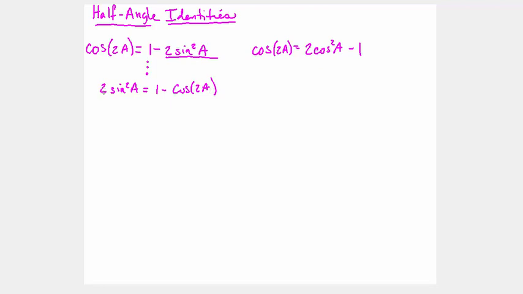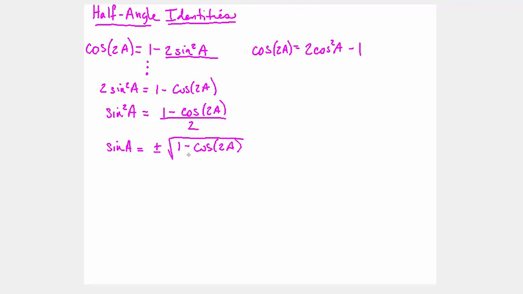Now, if I divide by 2 on both sides, I end up with sine squared of a alone, and the other side is 1 minus the cosine of 2a all over 2. Lastly, to get sine a alone, I take the square root of both sides, and I'd have sine of a equals plus or minus the square root of 1 minus cosine of 2a all over 2. All of that is under the square root, and now we've solved for sine a.